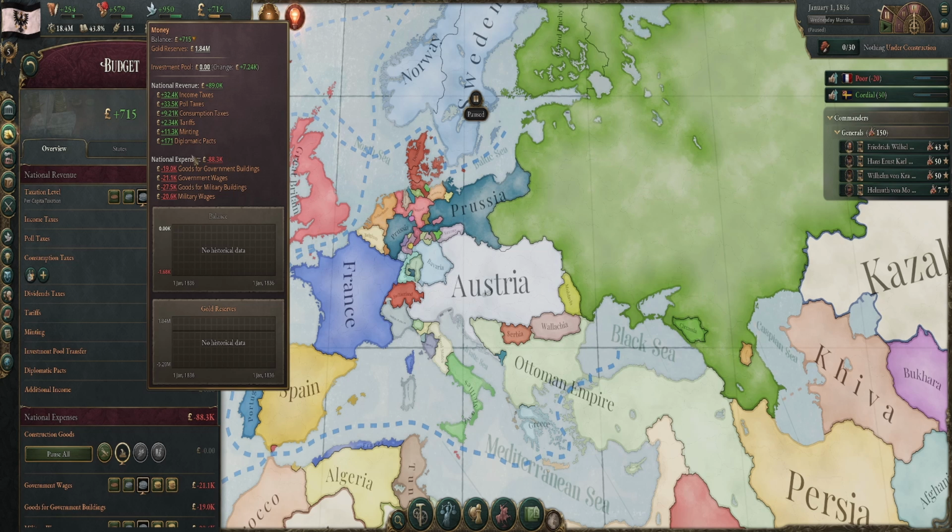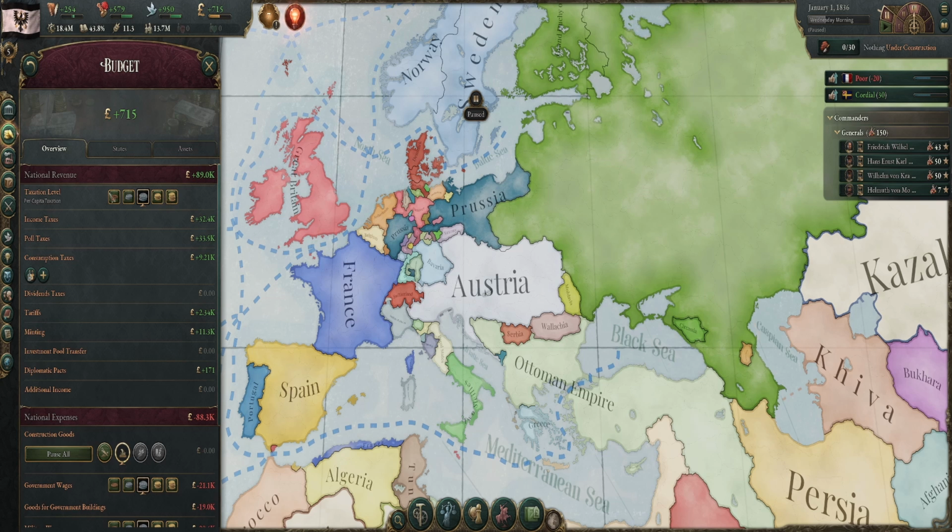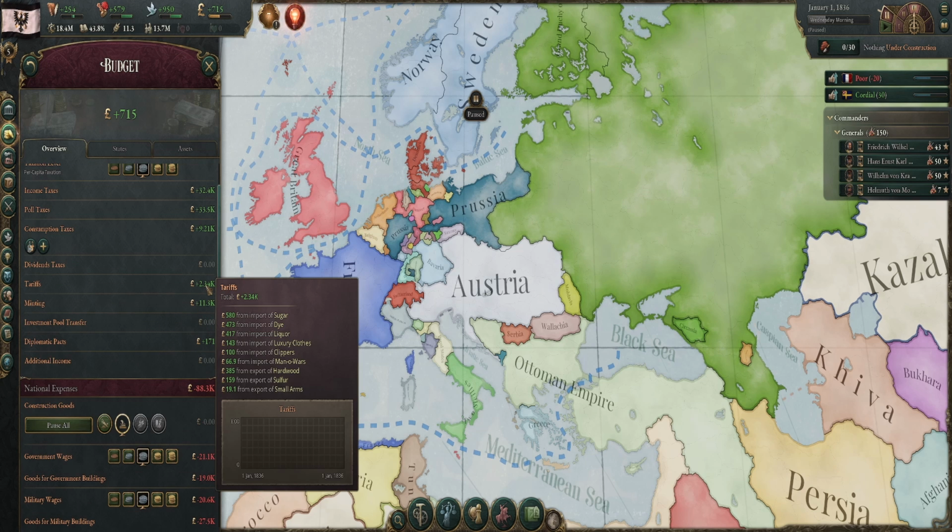National revenue is greater than national expenses, so we're earning a positive income of 715 in our case. This is exactly where our money is coming from, and this is where our money is going at the moment. We have our taxation levels here, the income taxes or any sort of taxes we're getting. Tariffs are going to be the money we're getting from each of our trades, which at the moment is going to be these.